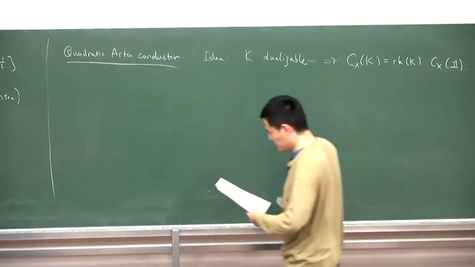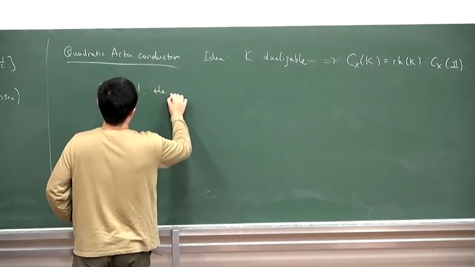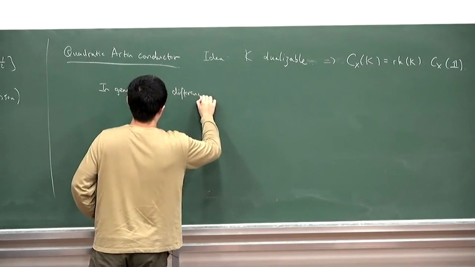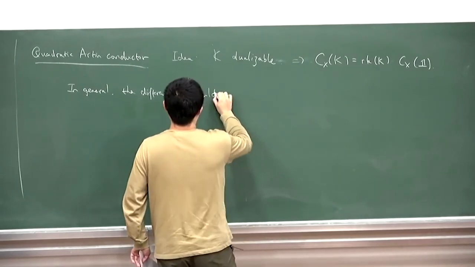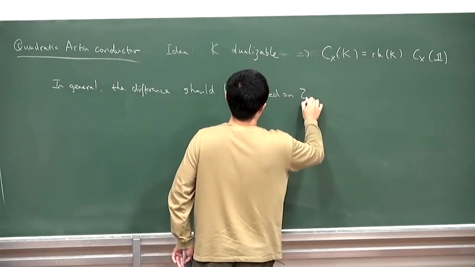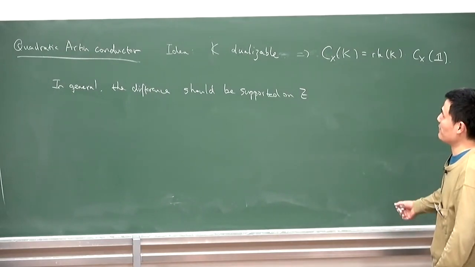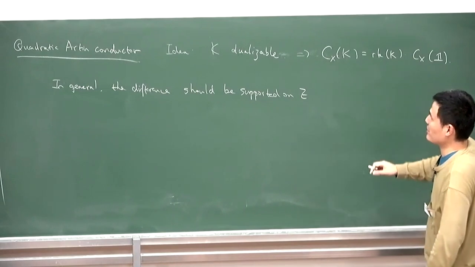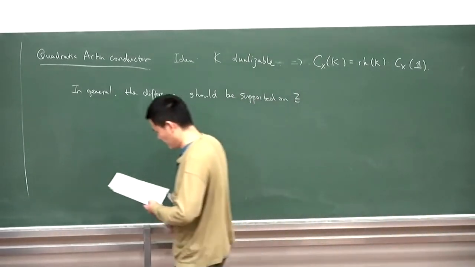And in general, the difference should be supported on the bad locus, which is Z. It's just like Chow groups. If you have some cycle on X that is zero on U, it lifts to some cycle on Z, but you don't have a canonical choice. So you have to do something here.